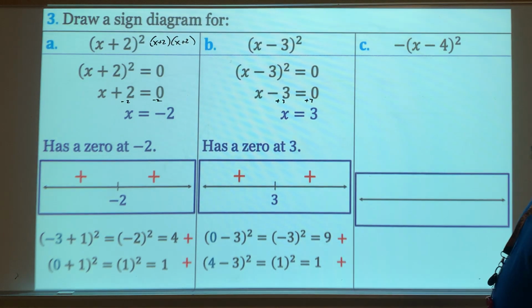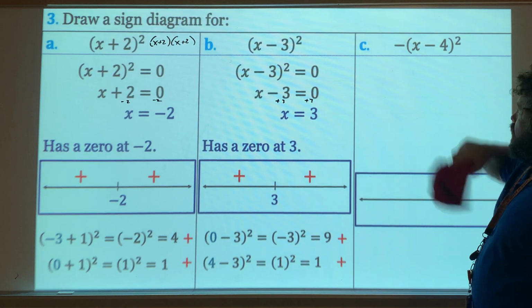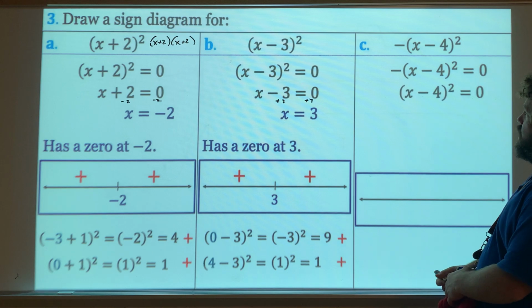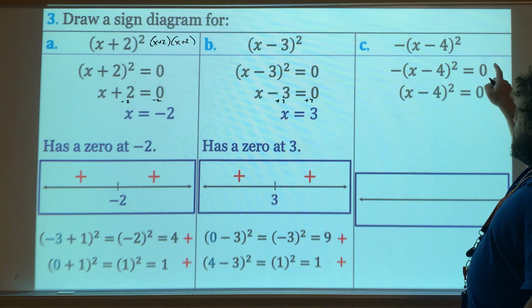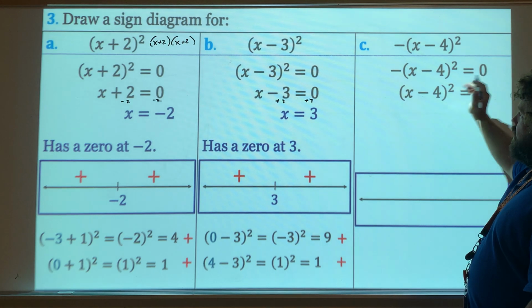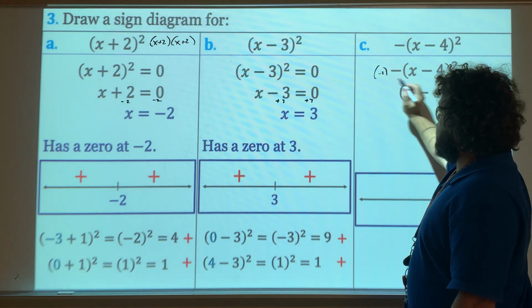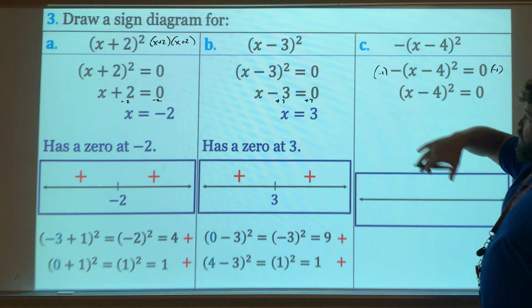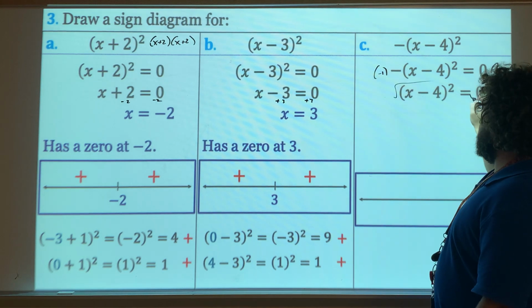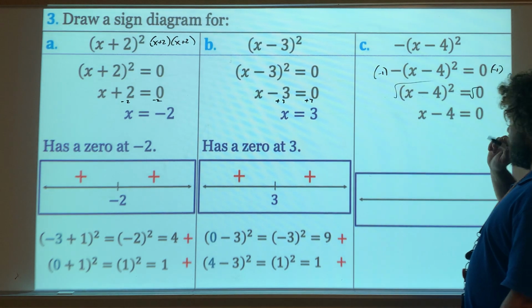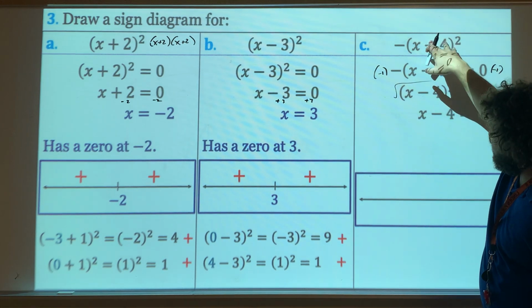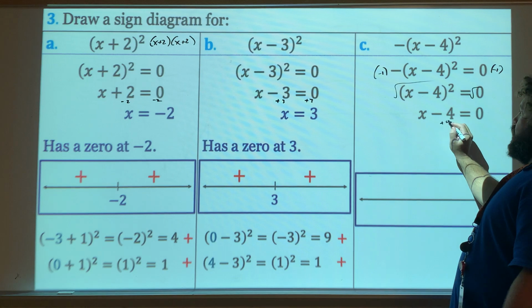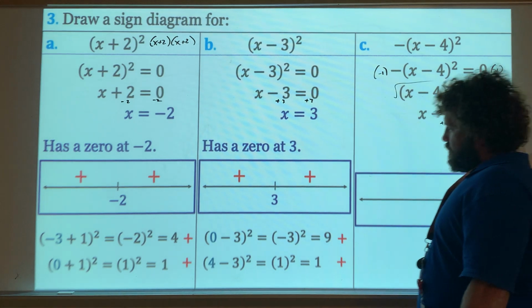I'm going to erase this stuff. All you care about is the inside, which is x minus 4. You're setting it equal to 0, okay? So we get rid of the negative, right? Because you really don't need it. Because technically, like I said, you're multiplying both sides by negative 1, and it goes away. You're square rooting both sides, and this is why it works. So you end up with x minus 4 equals 0. You pretty much just set whatever is inside these parentheses to 0. Add 4 to both sides, x equals 4.